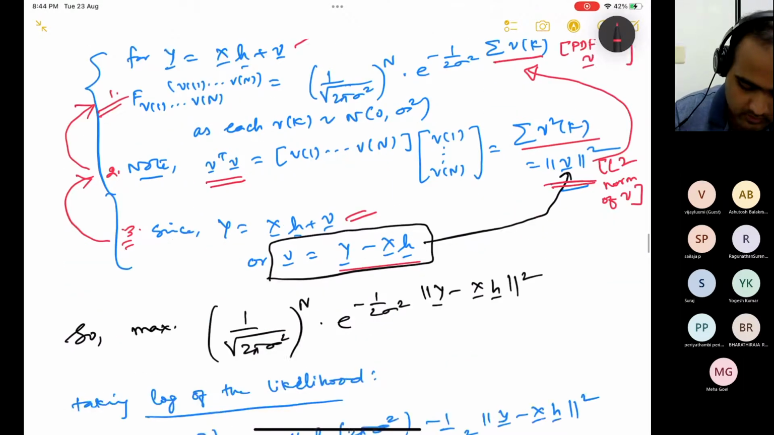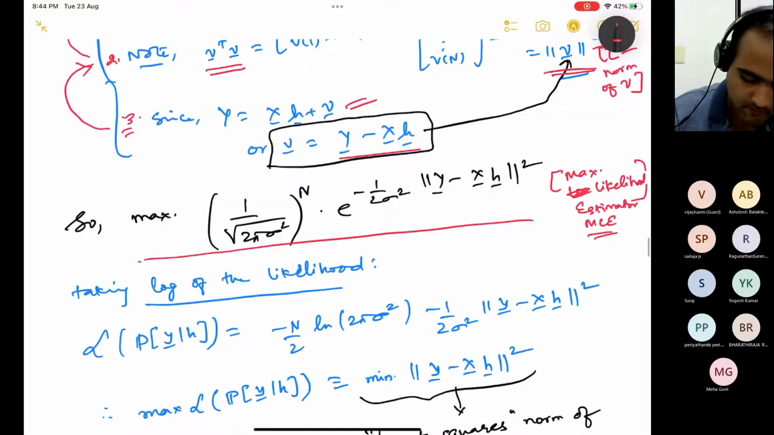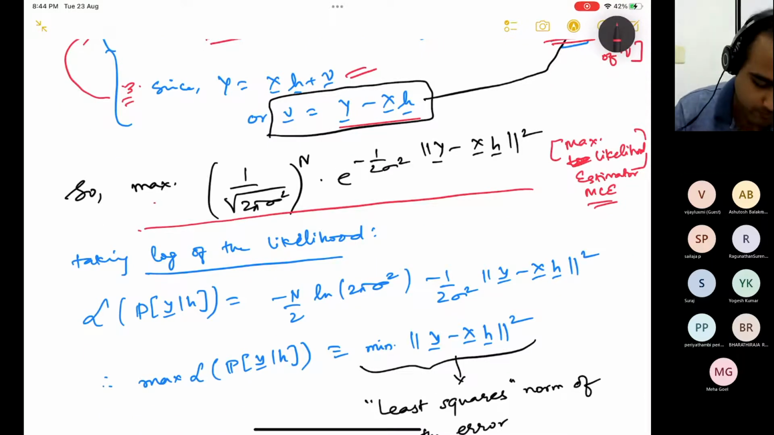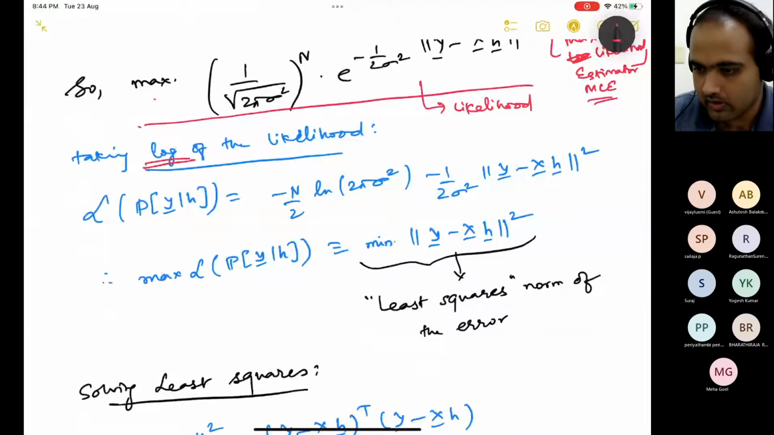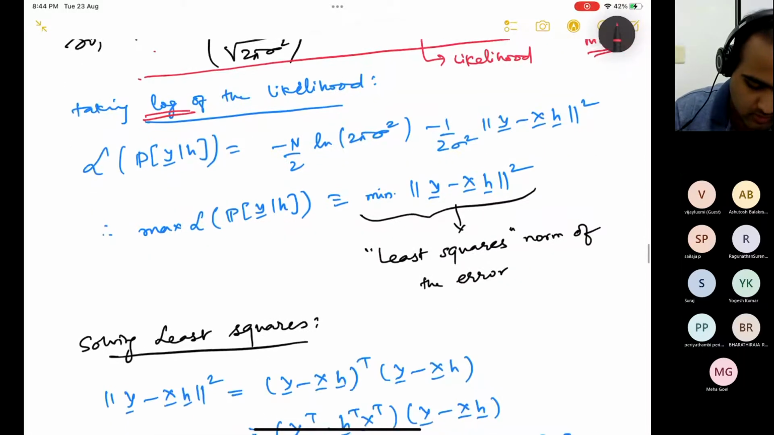When we do that, we get this expression, which is my maximum likelihood, the MLE, which we have to maximize. This is my likelihood function. Log has not come yet. Now we take the logarithm of the likelihood so that we can perform computation easily, and because log is an increasing function, it does not change the nature of the problem.